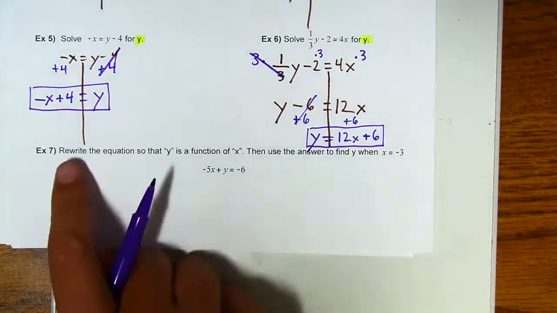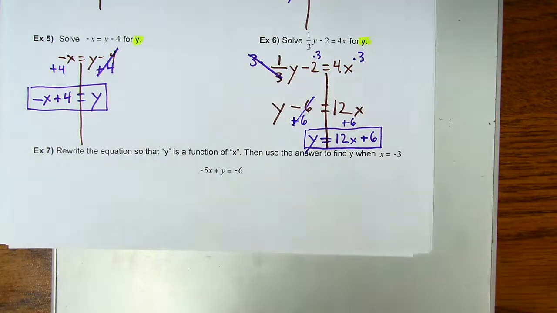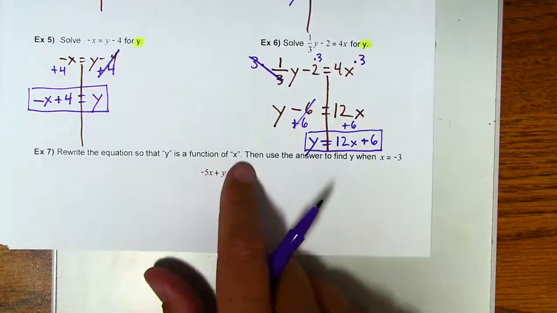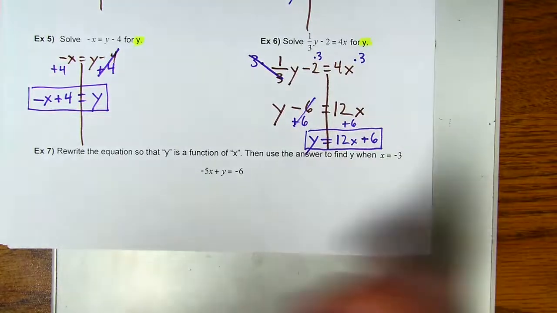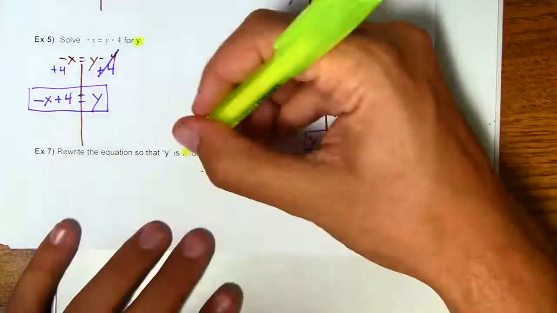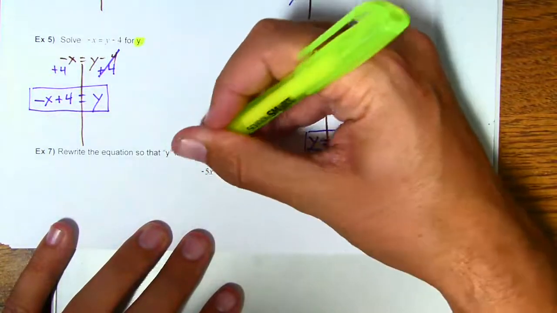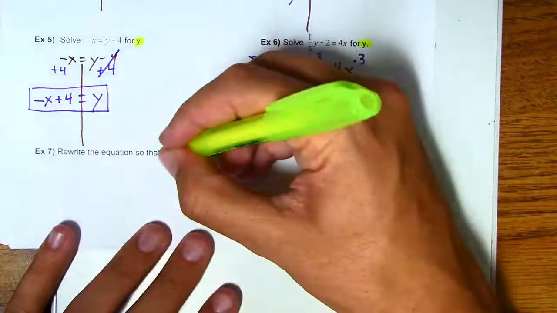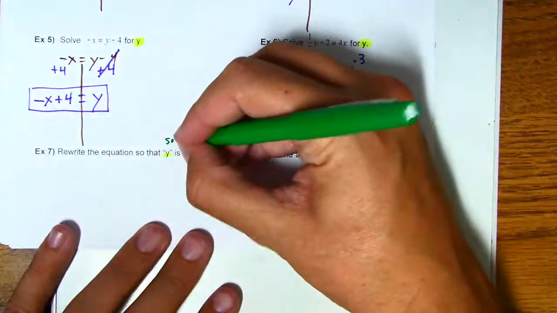Okay, so this last question, they're just trying to get you to think about what a future lesson is going to be. It says rewrite the equation so that y is a function of x, then use your answer to find y when x is negative 3. So that word function, we're going to deal with this word a lot later this year. But pretty much what they want you to do right now is solve for y.